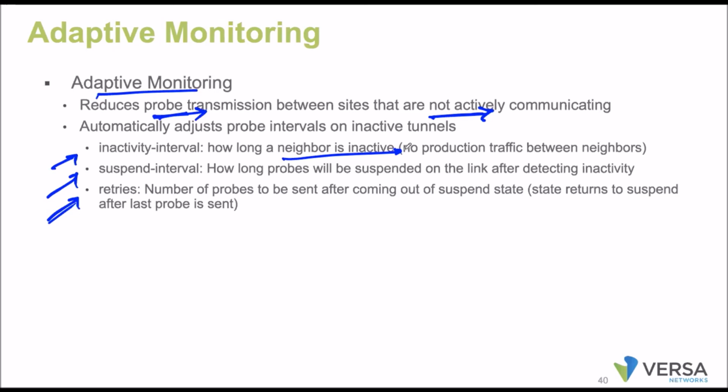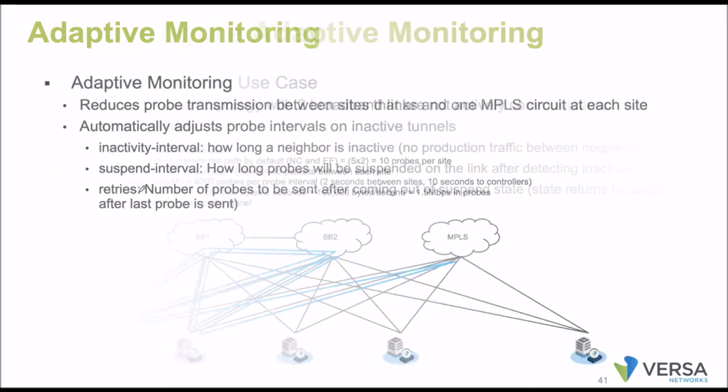So we verify that after establishing the tunnel, there is no active traffic between the devices. Then it starts suspending the SLA probing. Till how long the SLA probes should be suspended, we mention in the suspend interval. Before it resumes the SLA probing, how many packets should be sent in order to perform the active SLA probing? That's nothing but the retries.